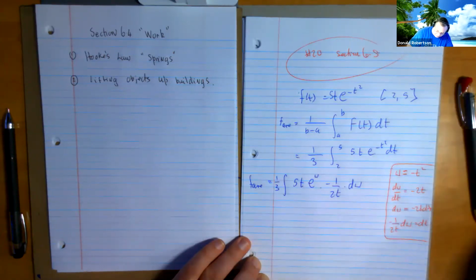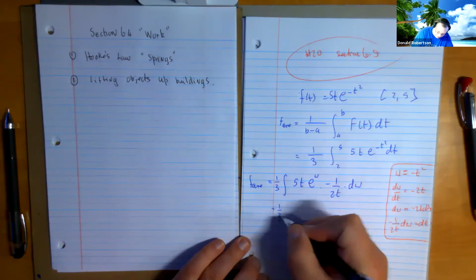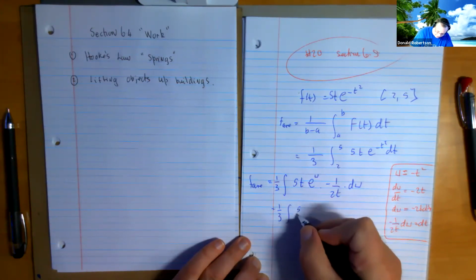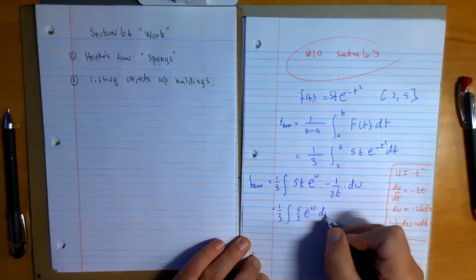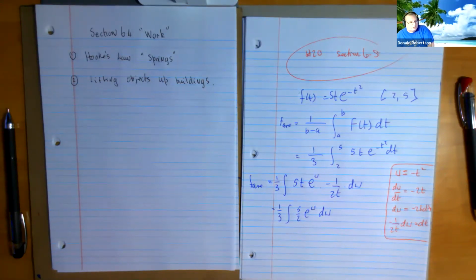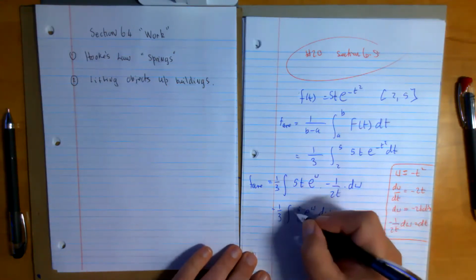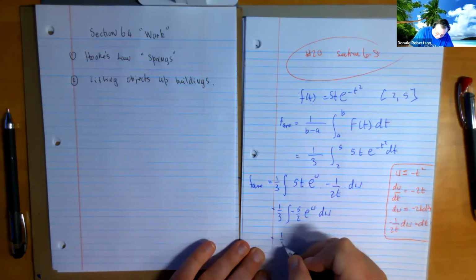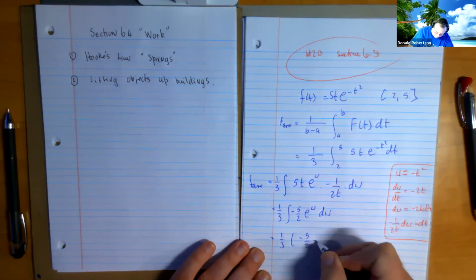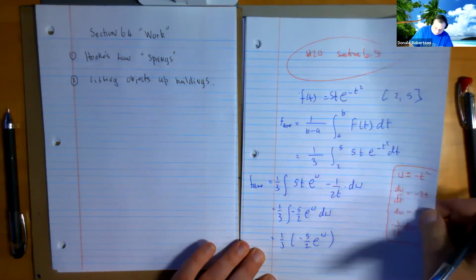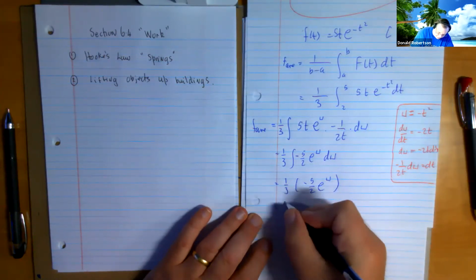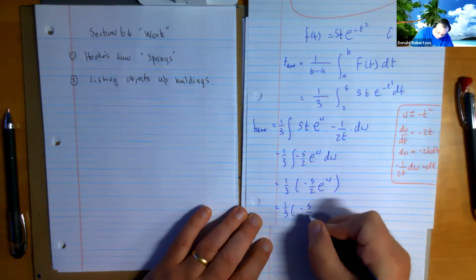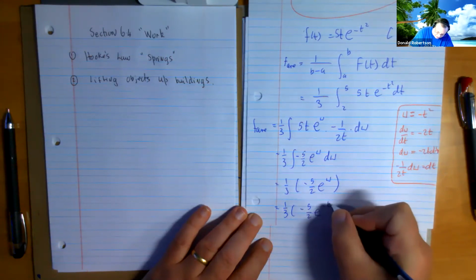And what I'm left with is the integral of 5 halves e to the u du. Question? That makes sense? Yeah, that makes sense. Almost forgot my negative, but caught it in time. What that's going to turn into is negative 5 over 2 e to the u, which then will become negative 5 over 2 e to the negative t squared.